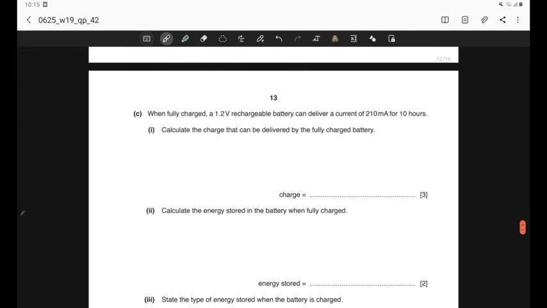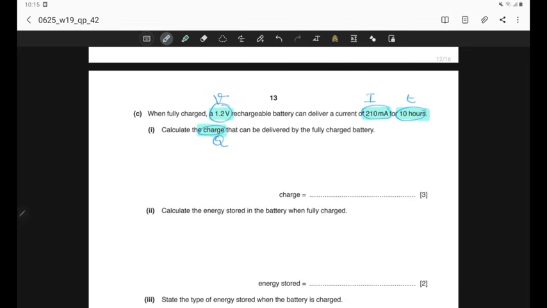Part C. When fully charged, a 1.2 volt rechargeable battery can deliver a current of 210 milliampere for 10 hours. Calculate the charge that can be delivered by the fully charged battery. So we are provided with the voltage here, current and time. Then we need to calculate charge Q.